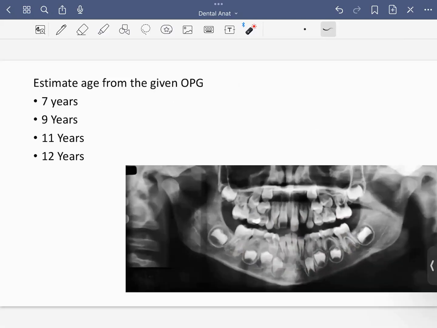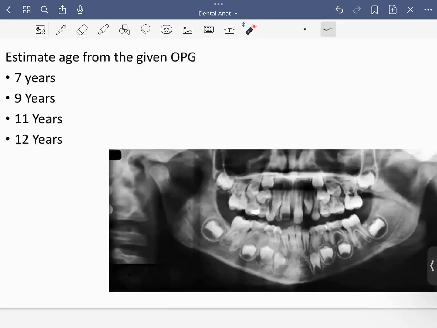What will be the answer? So, what cannot be the answer? Let's assume. Can 12 be the answer? No, sir. Because at 12, second molars also will erupt. Can 11 be the answer? No, sir. Because the premolars would have erupted. So, we are confused between 7 and 9. Whether to go for 7, whether to go for 9.